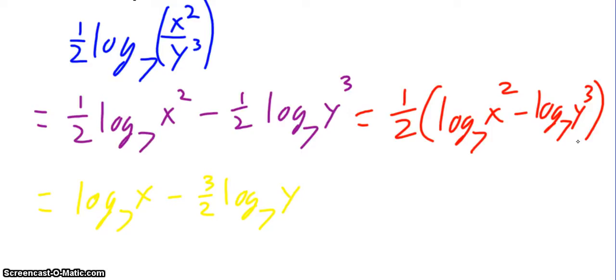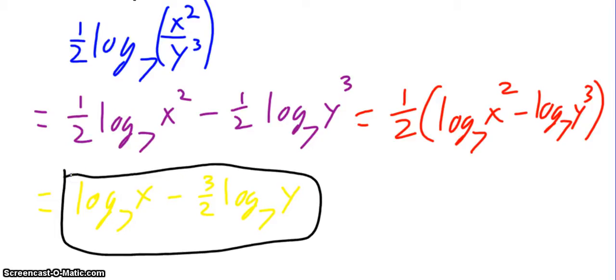But we want to recognize the 1/2 goes with both, and then I bring the exponents down in front, so the 2 and the 1/2 cancel, and this becomes log base 7 of x minus 3/2 log base 7 of y. So that's what I would write as my answer.